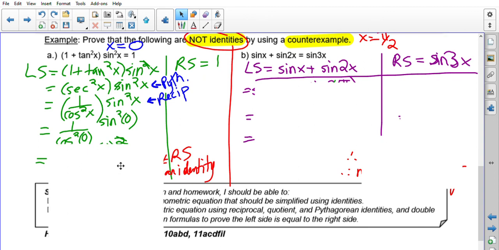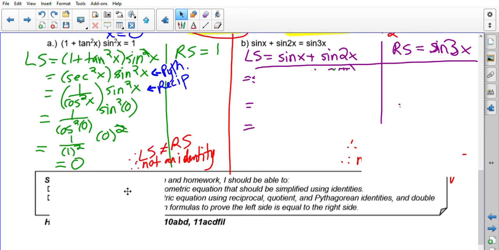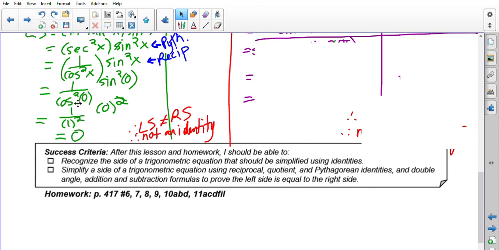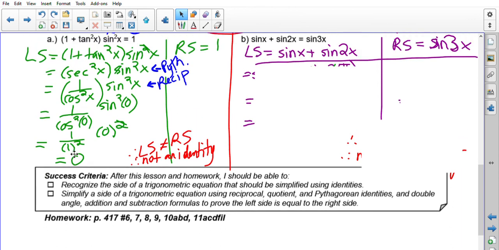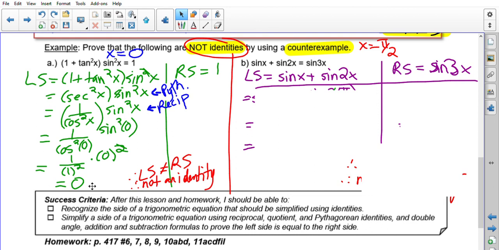And then I started to plug in 0, if you wanted to work with that, or you can plug it in right away. It does not matter. So 1 divided by cos 0 squared times sine 0 squared. Cos at 0 is 1, so that would be 1 over 1 squared, and then multiplied by sine at 0, which is 0, so 0 squared, and anything times 0 will give me 0. So when I let x equal 0, the left side equals 0, and the right side is said to always be equal to 1. Therefore, the left side does not equal the right side, so it is not an identity. That was enough to prove it.